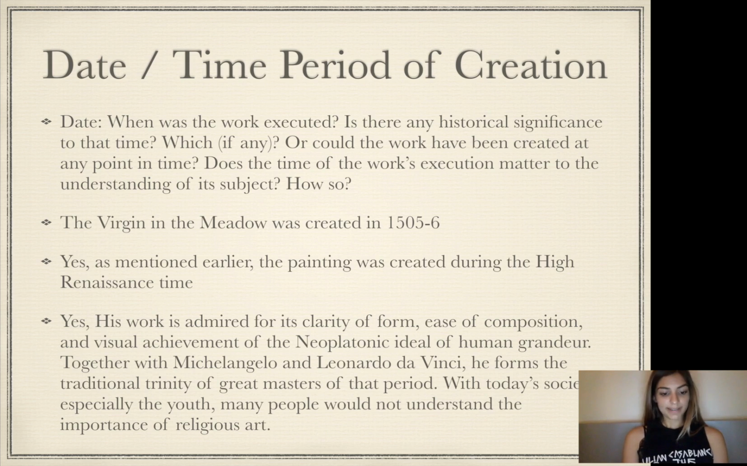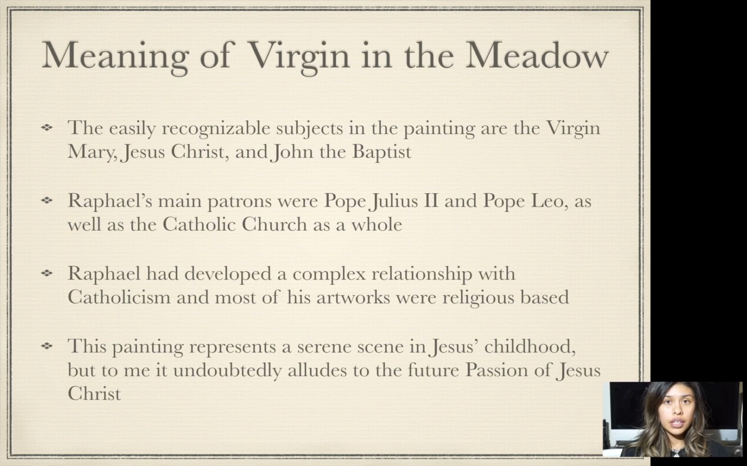With today's society, especially the youth, many people would not understand the importance of religious art. There are three easily recognizable figures in Raphael's painting Virgin in the Meadow, the largest being the Madonna, the Virgin Mary, followed by Jesus Christ, who is depicted in his adolescence, along with John the Baptist, who is also depicted in his adolescence. Raphael spent countless hours creating many sketches repositioning these three figures, trying to create a more serene, gently flowing image.